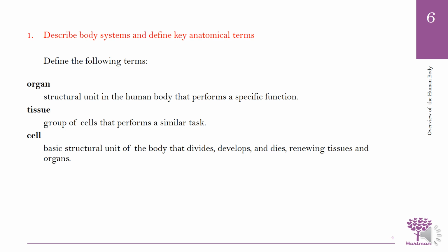Body systems are made up of organs. An organ has a specific function. It's a little like a machine. Organs are made up of tissues. Tissues are made up of groups of cells that perform a similar task. For example, in the gastrointestinal system, the stomach is one of the organs. It's made of tissues and cells. Cells are the building blocks of the body. Living cells divide, grow, and die, renewing the tissues and organs of the body.